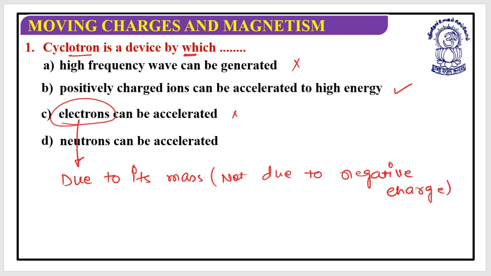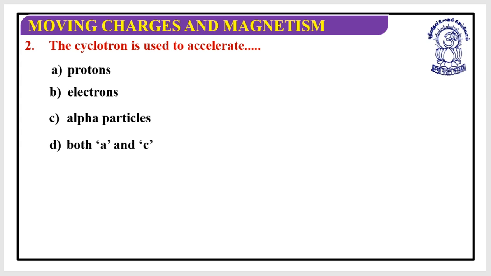Let's assume, hypothetically, that electrons have the same mass as protons. Can we use electrons? Yes, we can use them in a cyclotron. I hope this is clear. Now, the second: the cyclotron is used to accelerate what? It is used to accelerate protons. It is used to accelerate alpha particles. So this is the correct answer.